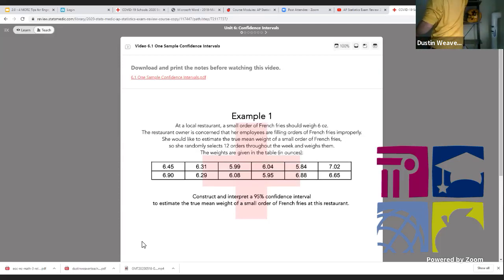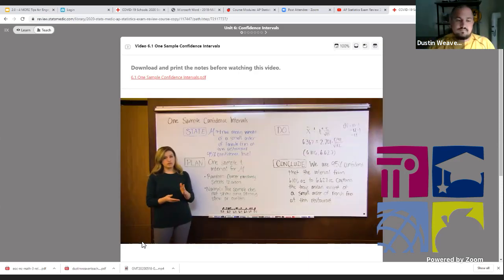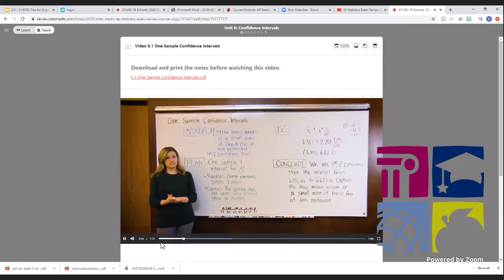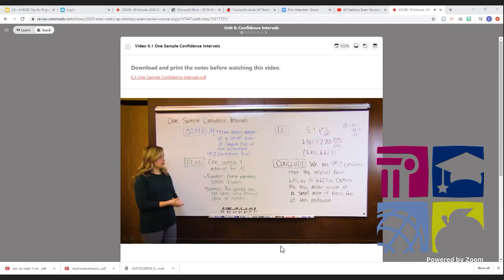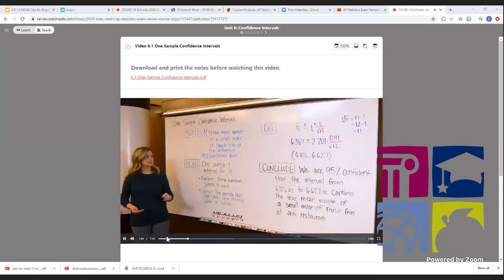at this restaurant. So if this question were asked as a free response item, there are quite a few different criteria that you need to hit to get all of your points from the rubric. We like to use the state, plan, do, conclude format. It helps us to make sure that we've check marked all of our boxes.